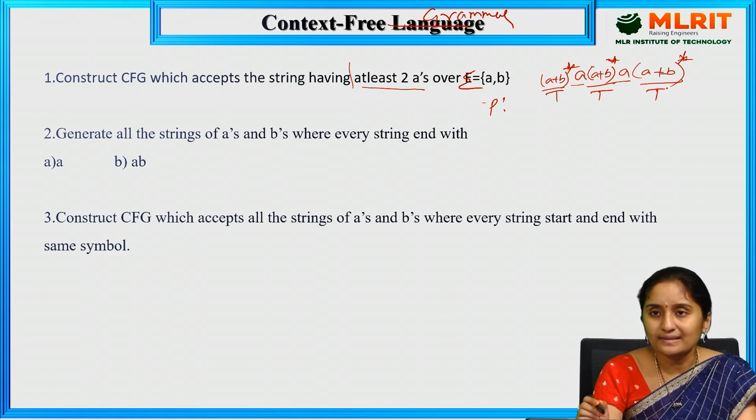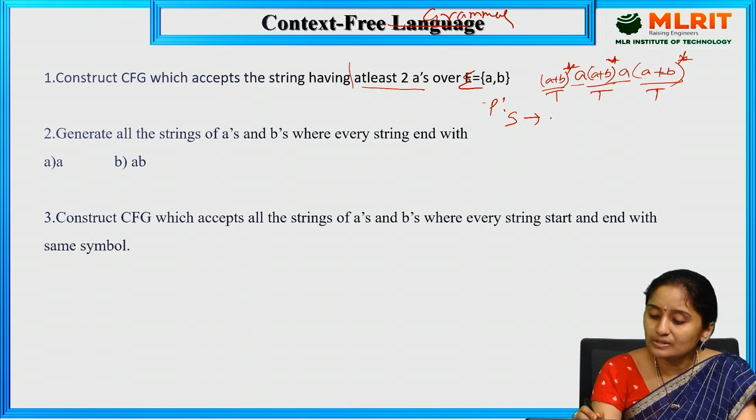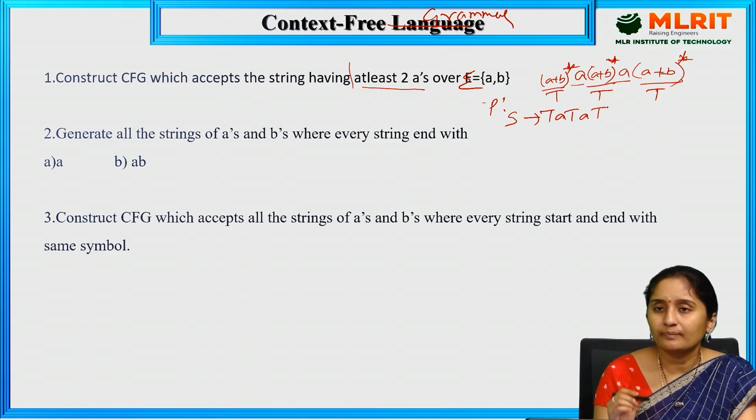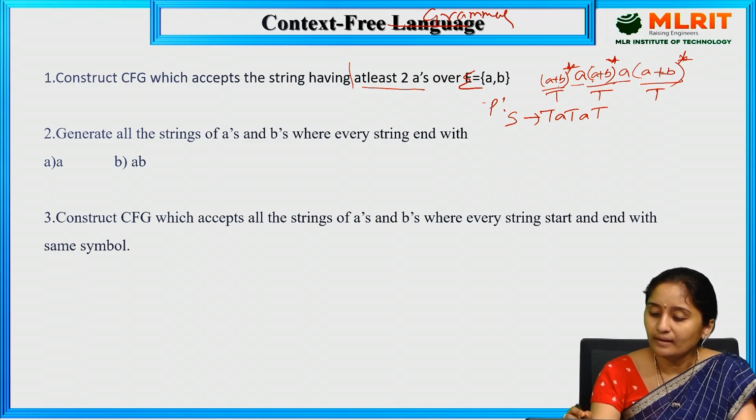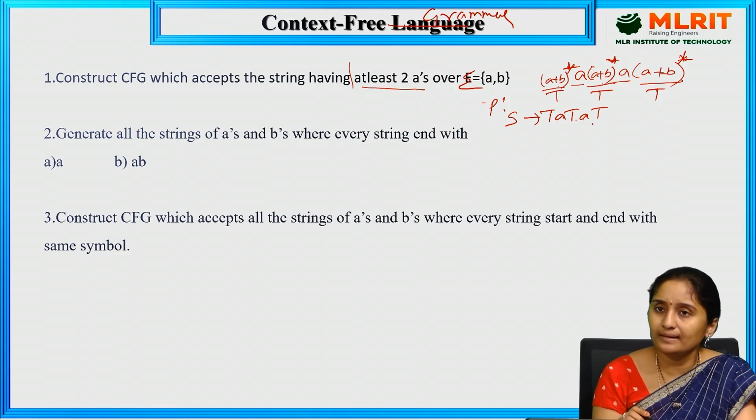So the terminals as it is, we are going to write here. Let me start with S produces. The non-terminals can be any non-terminals you can take. S produces T, A, T, A, T. How have I written it? S produces T, A, T, A, T.